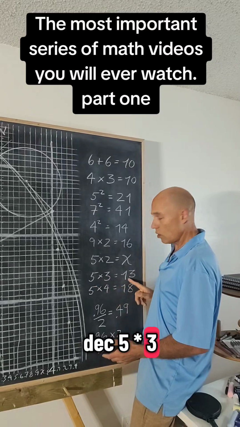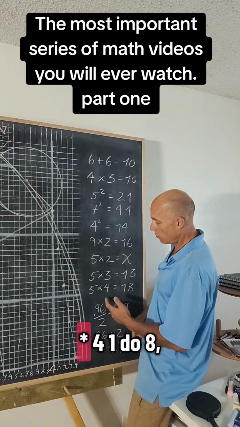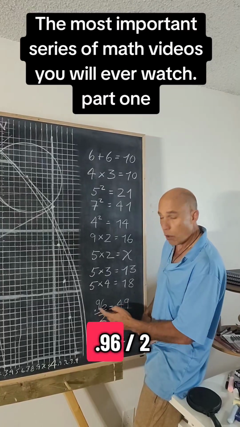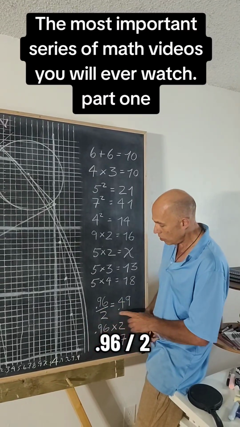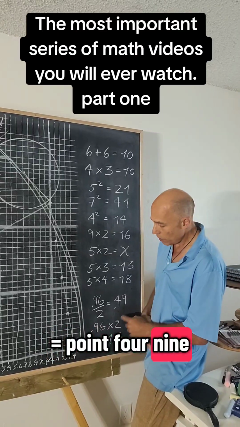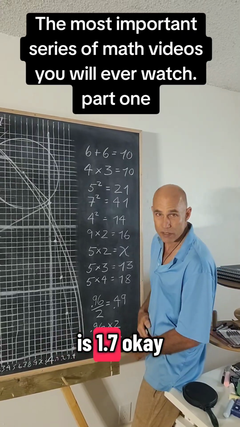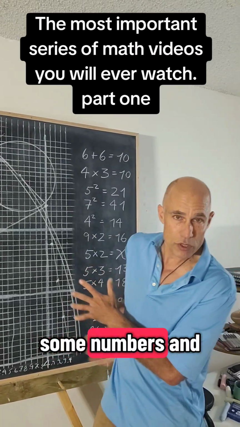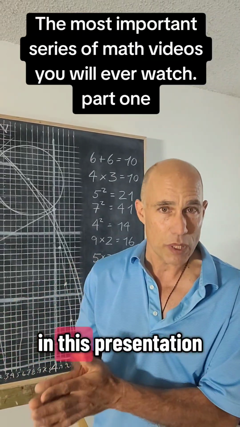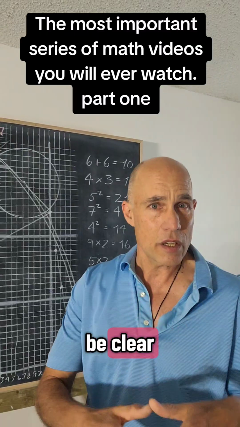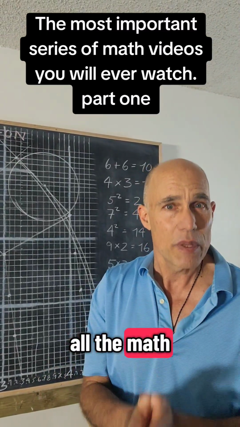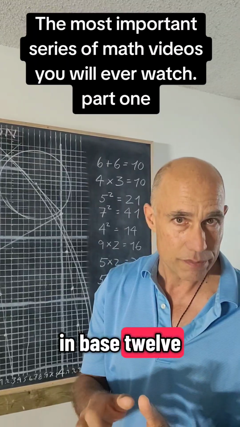5 times 3, 1 dough, 3. 5 times 4, 1 dough, 8. 0.96 divided by 2 equals 0.49. 0.96 multiplied by 2 is 1.7. Okay, so those are some numbers and equations that we're going to encounter in this presentation. So I just want you to be clear, we are going to be doing all the math in base 12.